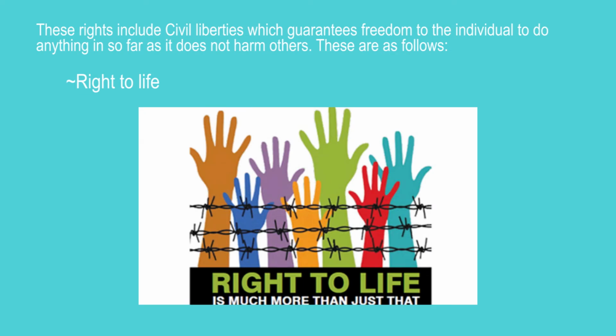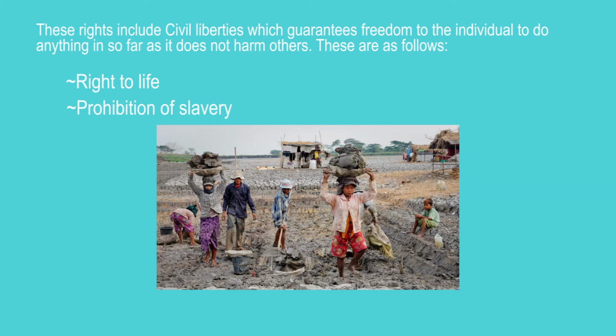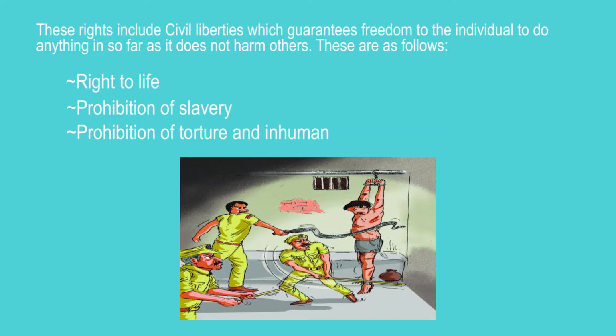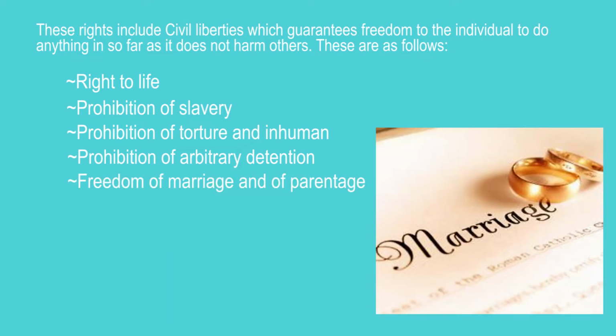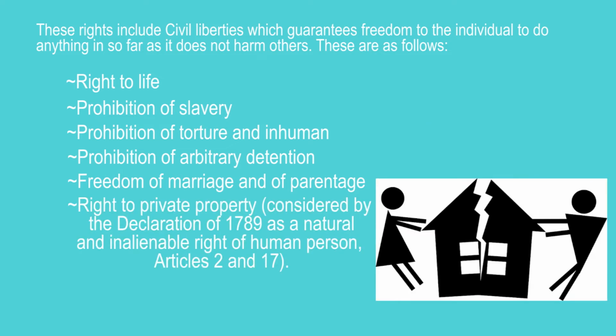First, right to life. Second, prohibition of slavery. Third, prohibition of torture and inhuman treatment. Fourth, prohibition of arbitrary detention. Fifth, freedom of marriage and of parentage. And sixth, right to property, which is considered by the Declaration of 1789 as a natural and inalienable right of the human person. It is stated in Articles 2 and 17.